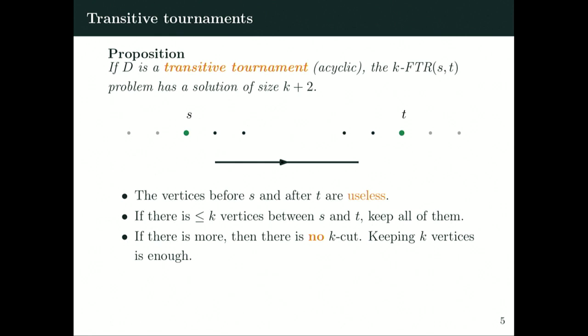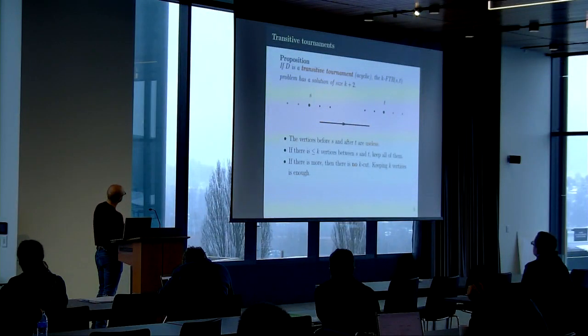All right. So how does it work? Well, it's not very hard. The first thing is you look at the places of the vertices S and T in this ordering. Then you realize that every vertex before S and every vertex after T does not belong to any path between S and T, so you can remove them safely. Then you have two cases. If there are fewer than k vertices between S and T, you're happy. Basically you keep all of the vertices, and you know that this is of size smaller than k plus 2.